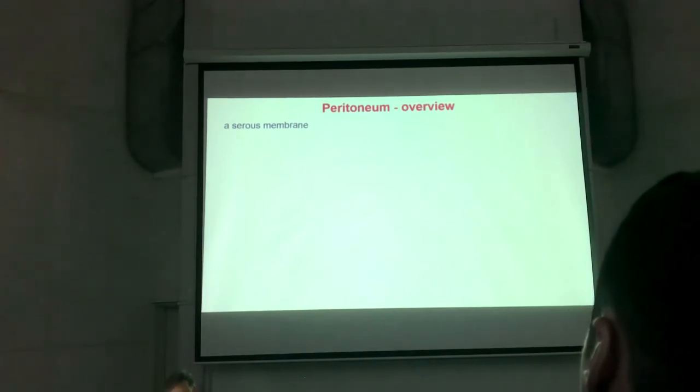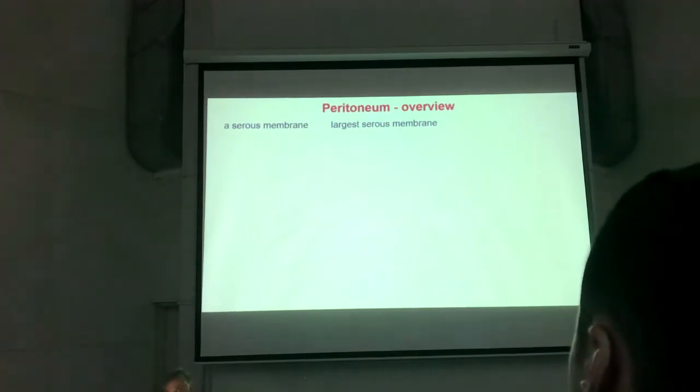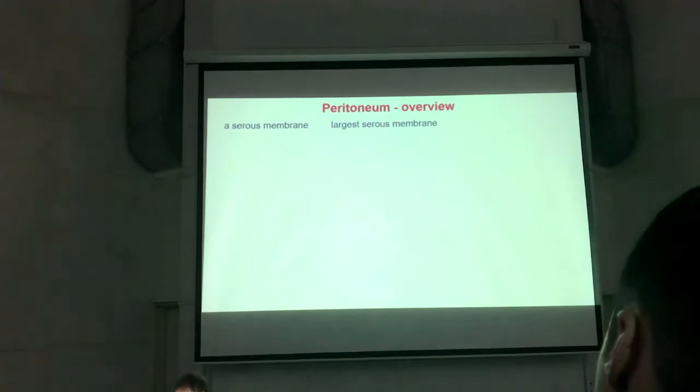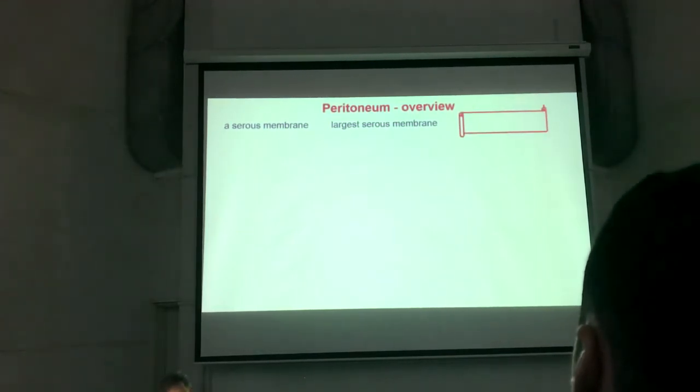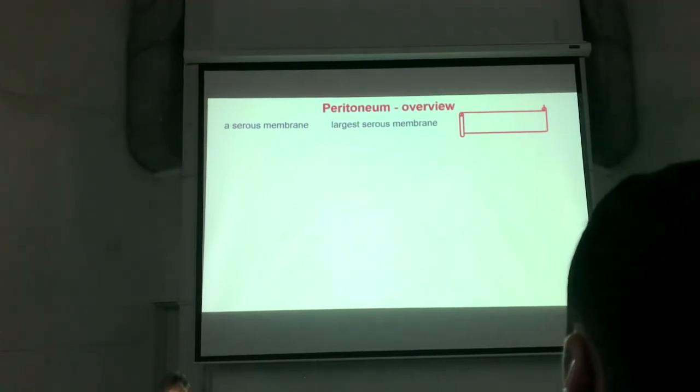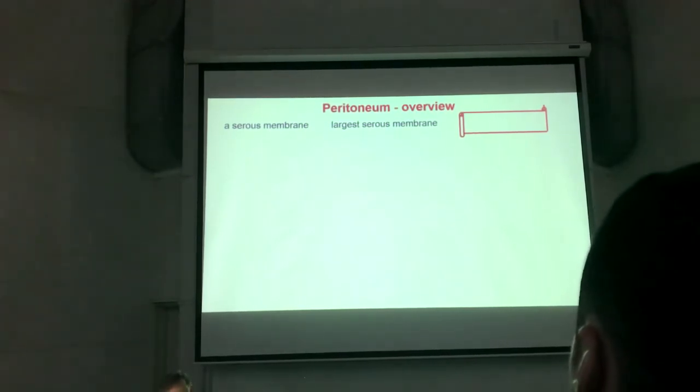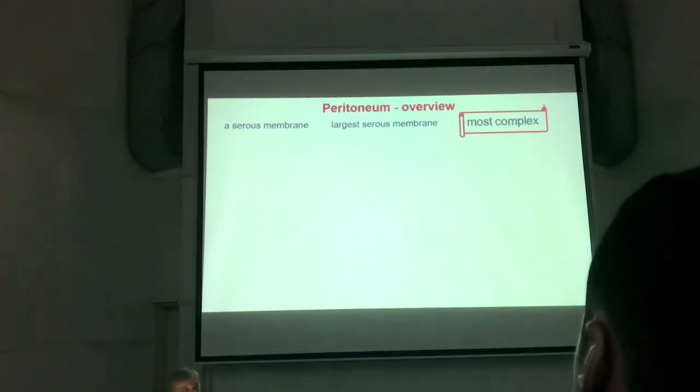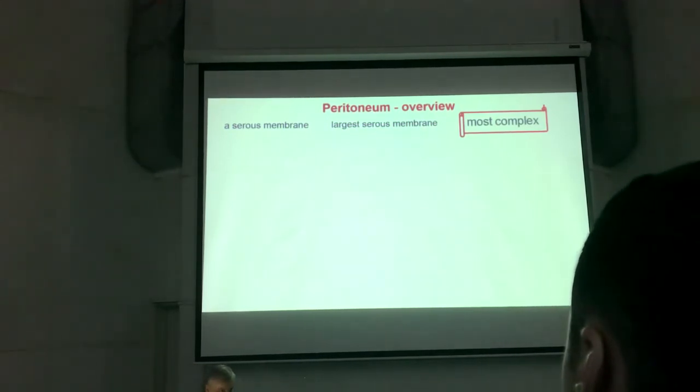The peritoneum is a serous membrane. Why serous? Because it lines a closed cavity. It is the largest serous membrane. What are the other serous membranes? The pleura, and the serous pericardium. What am I going to write here? Most complex. Why most complex? Because the organs it covers are going to move. They are going to make ligaments and omenta. So it's the most complex.